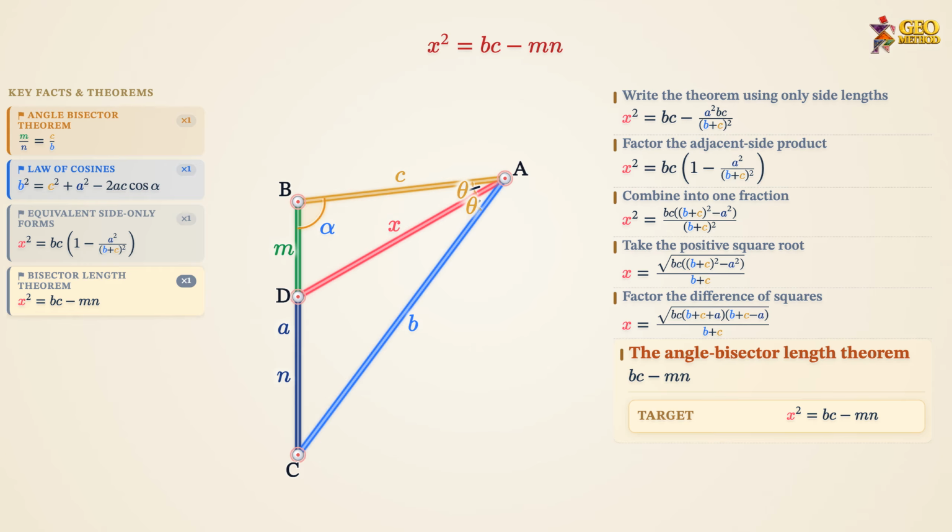Therefore, for an internal angle bisector, x squared equals b times c minus m times n. In this figure, segment AD squared equals segment AB times segment AC minus segment BD times segment DC. The final answer is x squared equals b times c minus m times n.